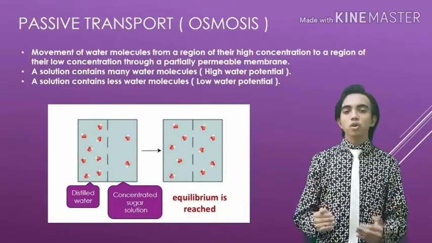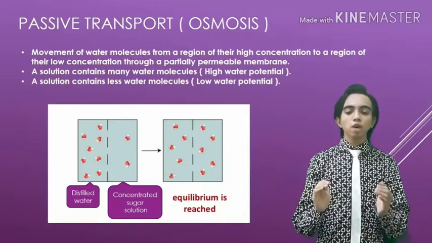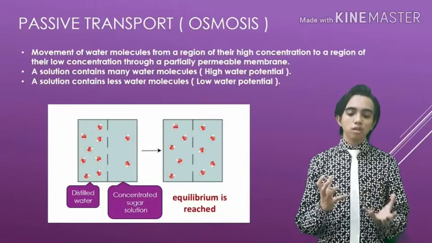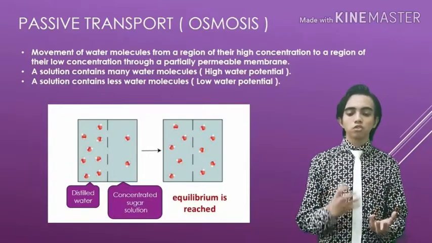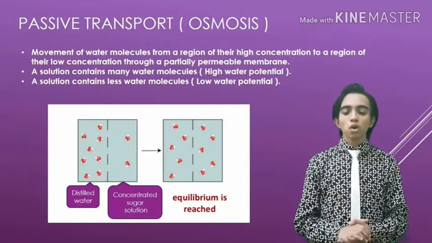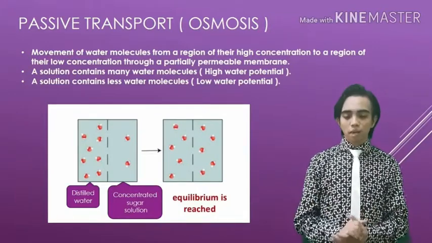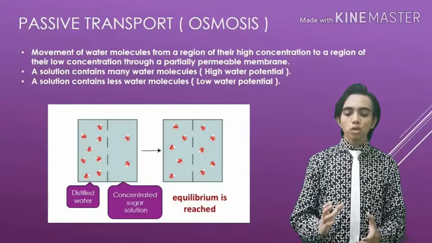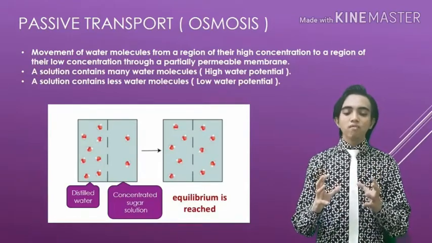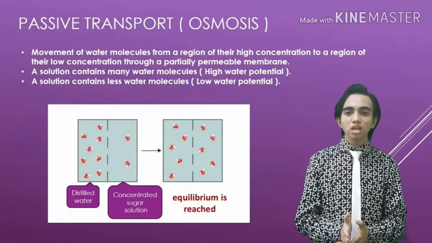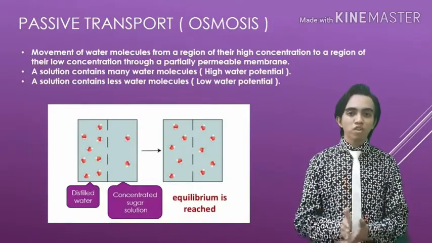Okay, so right now we look at the figure below. The figure shows a beaker containing distilled water and concentrated sugar solution. Looking at the beaker on the right side, it has two sides separated by a partially permeable membrane. Remember it.